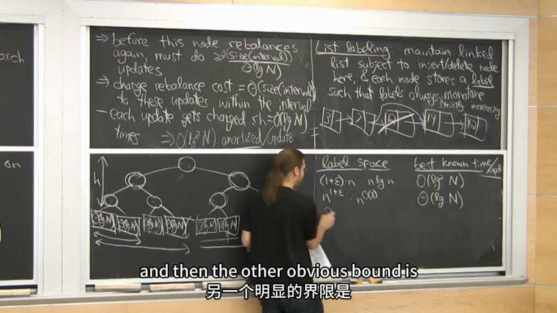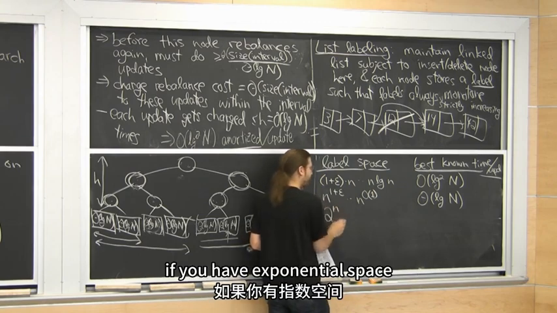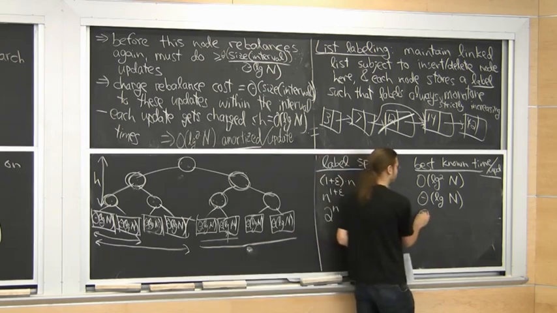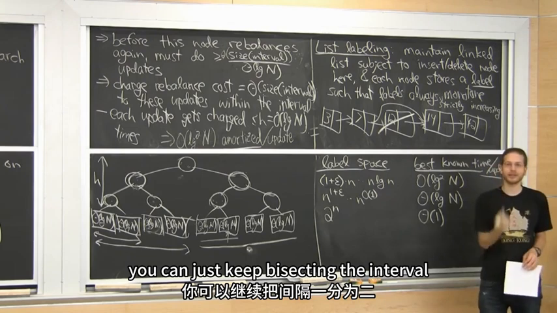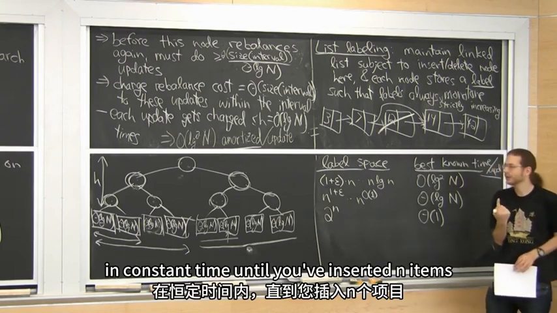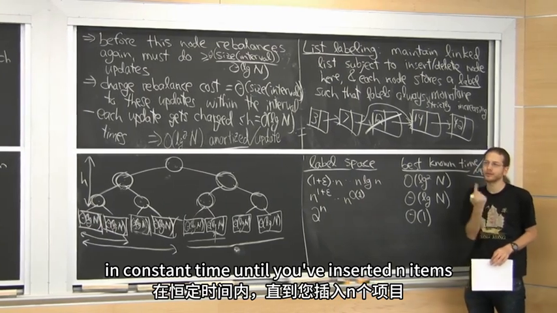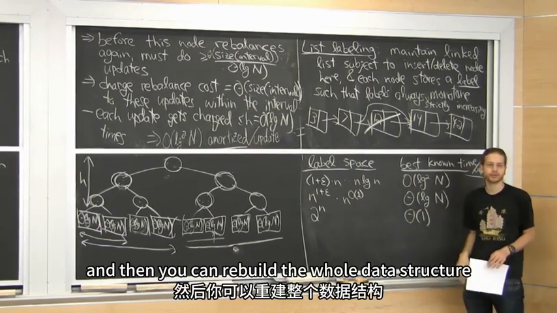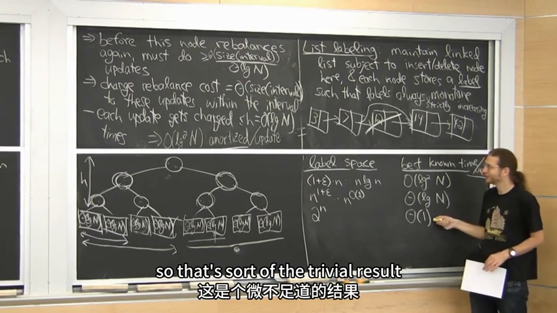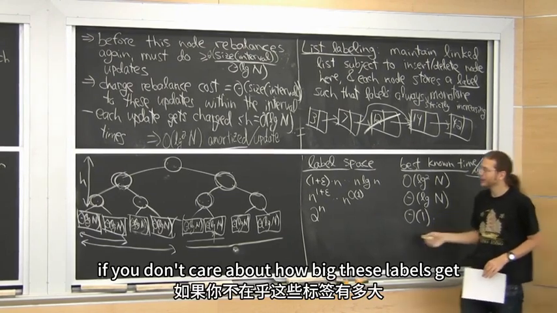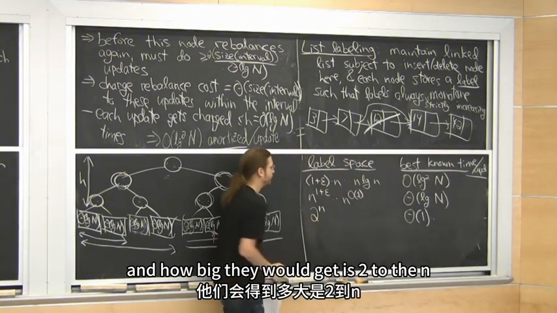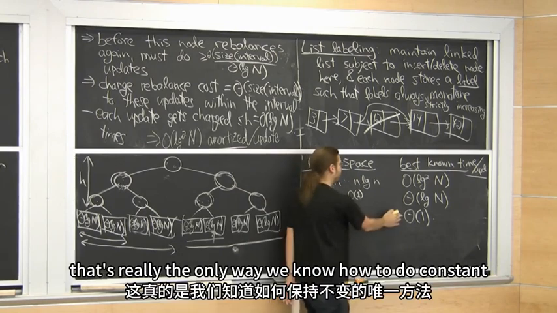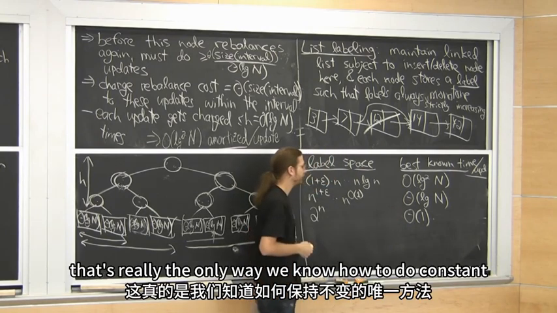And then the other obvious bound is if you have exponential space, you can do constant, essentially. Because with exponential space, you can just keep bisecting the interval between 2 items in constant time until you've inserted n items, and then you can rebuild the whole data structure. So that's sort of the trivial result. If you don't care about how big these labels get, and how big they would get is 2 to the n, then you can do constant time. That's really the only way we know how to do constant.